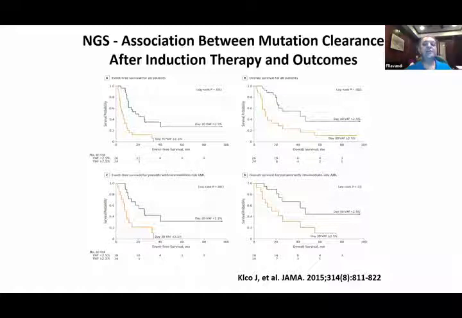Essentially, it showed in the top two slides that patients who become MRD negative by next generation sequencing, essentially if you clear the mutations, have better disease-free or event-free and overall survival. At the bottom, they only looked at the specific intermediate risk population. And of course, this was also true in that population. So you can use mutation clearance for MRD assessment.